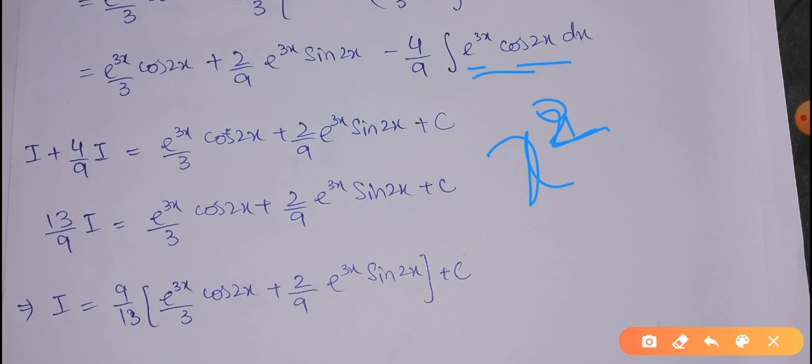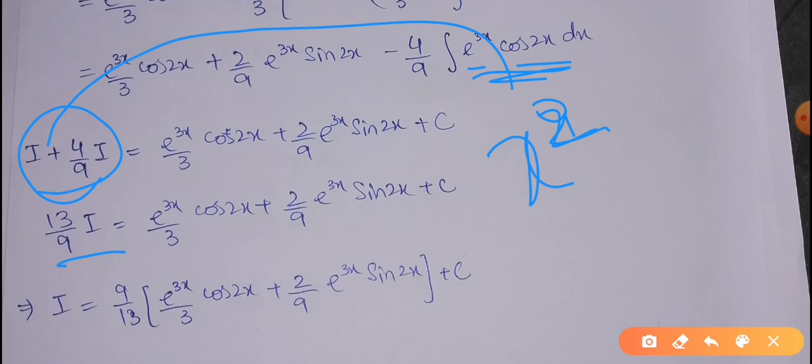So we have chosen this expression to be I, so that we can shift it to the other side and add it to the original one. So 1 plus 4 by 9 is going to be 13 by 9, and this 13 by 9 is going to be shifted to the other side. So here is the final answer for this.